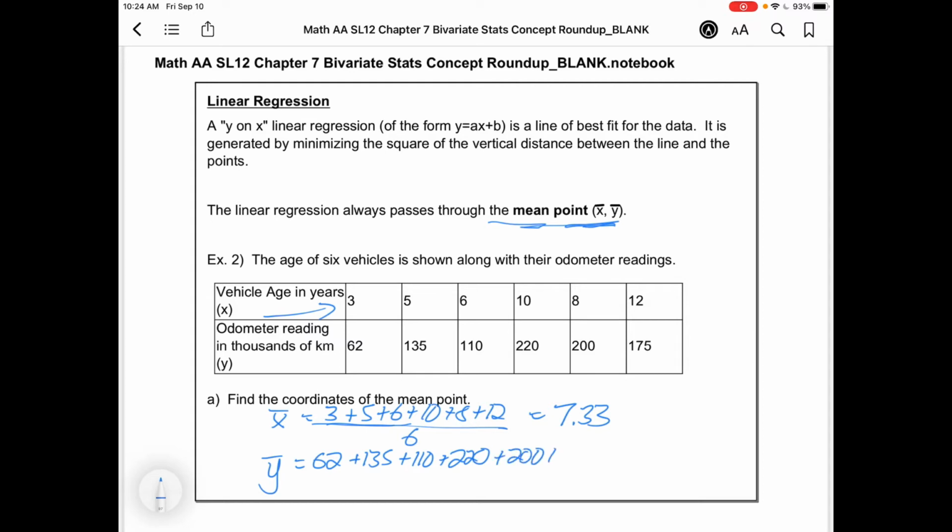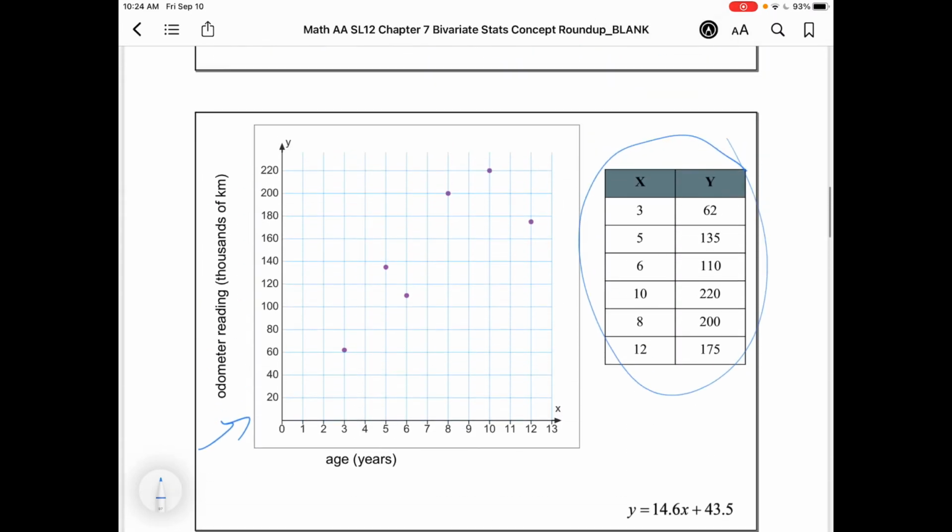I can show the process here, or I could just go and use the calculator. Divided by 6, because there are 6 pieces of data. And that's about 150. Again, we're going to 3 sig figs. So the coordinates of the mean point are 7.33, 150. Let's take a look at the graph of all this and plot that point.